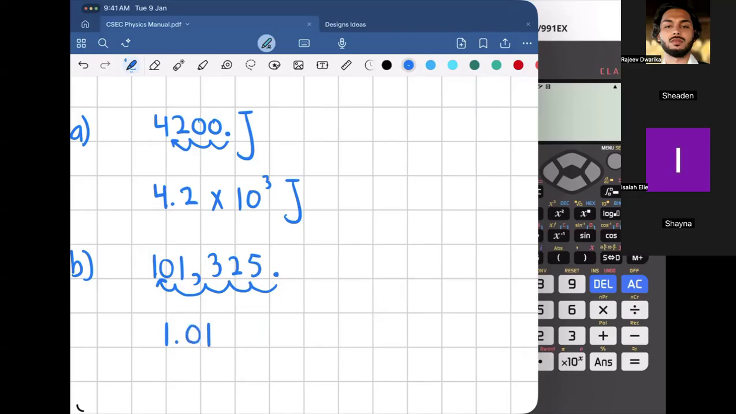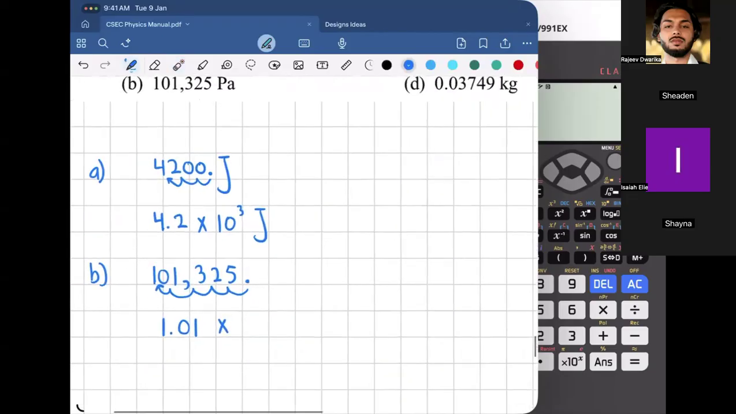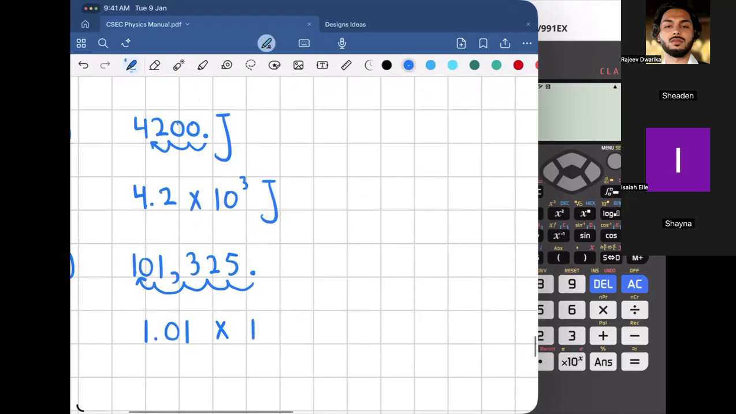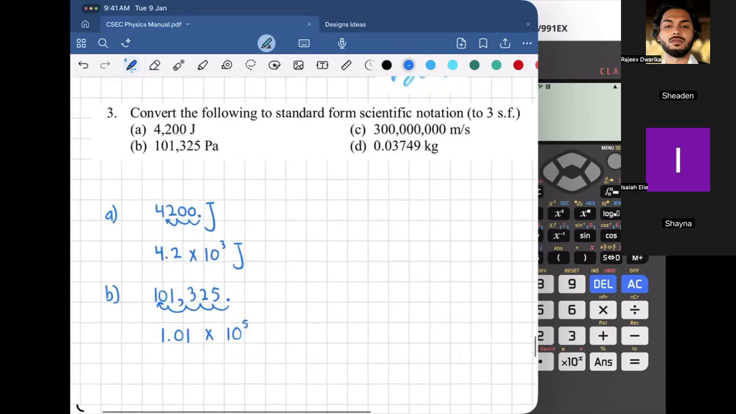3 significant figures. Right. The first significant figure is 1, then we have 0, then 1. The number after that is 3. 3 is less than 5, so we just remove everything past it. So 1.01. Did anybody get that wrong? I guess everybody got it right. And you raise it to the power of 5, right, Shina? Yes, sir. Cool.